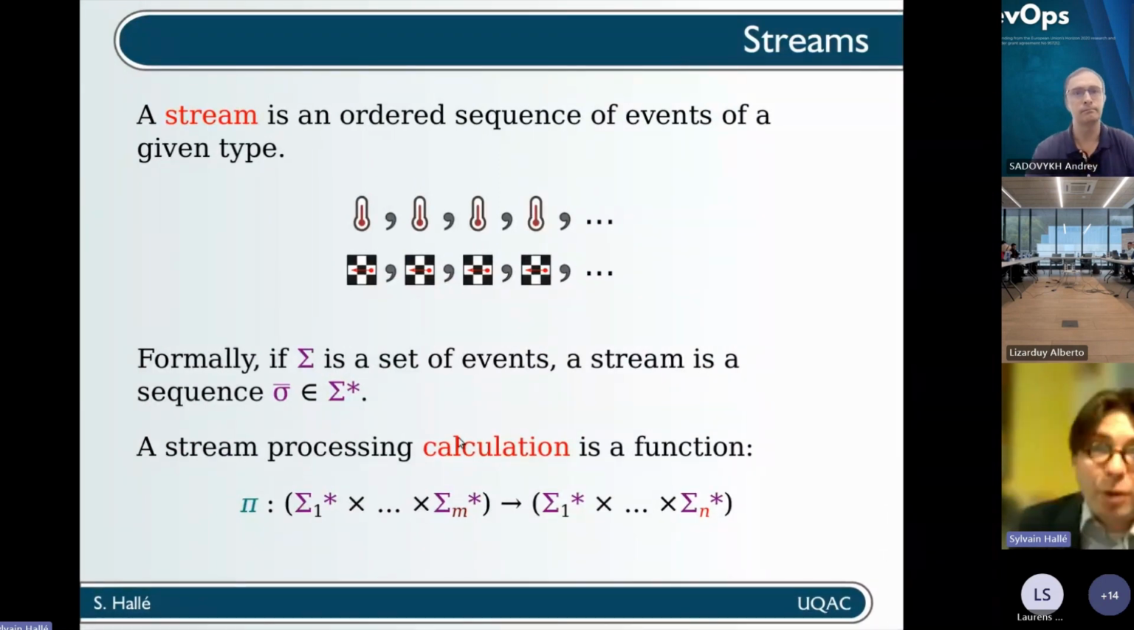Now, what is a stream? It's simply an ordered sequence of events of a given type. Formally, we can define what a stream processing calculation is. It is basically just a function that takes multiple streams of events as its inputs and produces one or more streams of other events as its output. So it's a very generic definition.